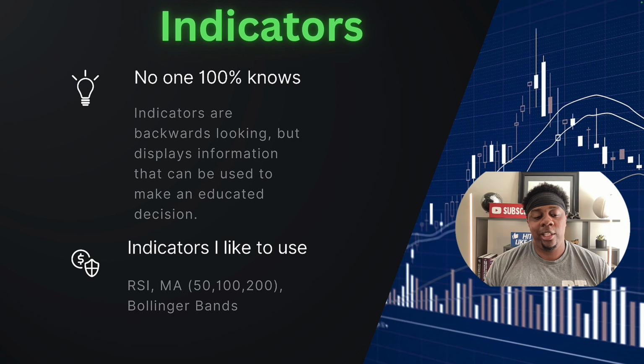So when we look at the indicators I like to personally use, we have the RSI, which is the relative strength index, and we have moving averages, and I like to use the 50, the 100, and the 200, and I like to use what's called Bollinger Bands.